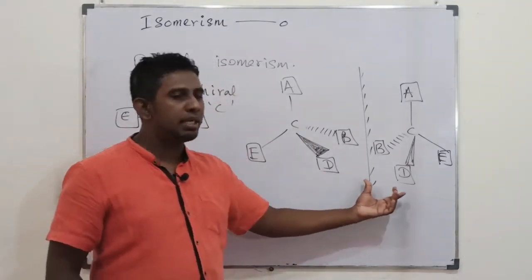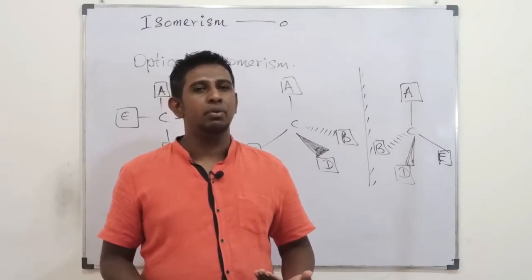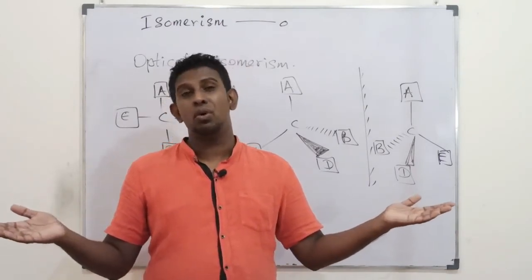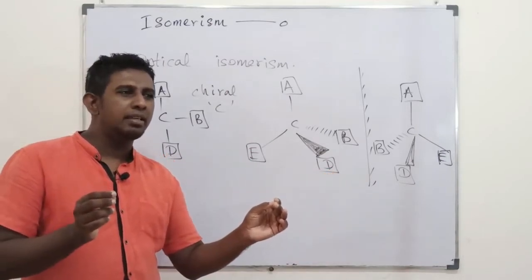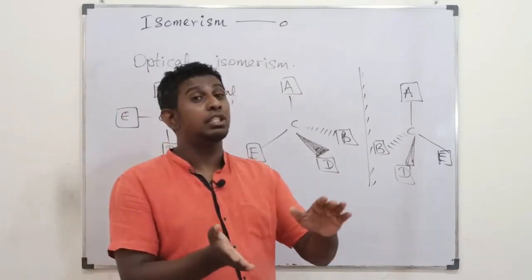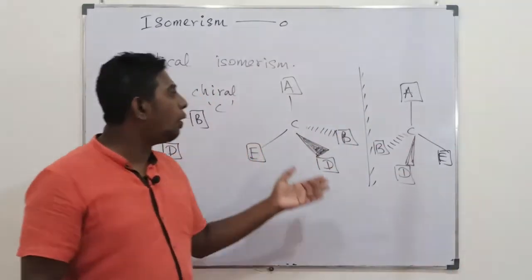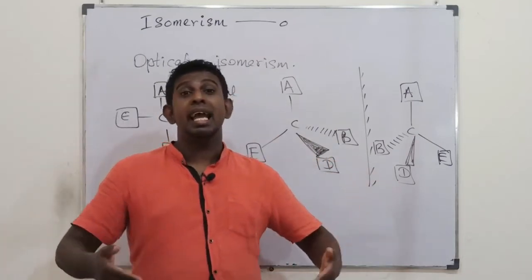These two isomers we call enantiomers. Normally in common we call them isomers, when it's specifically stereoisomers, and out of stereoisomers, when it's specifically optical isomers. We call these two enantiomers.